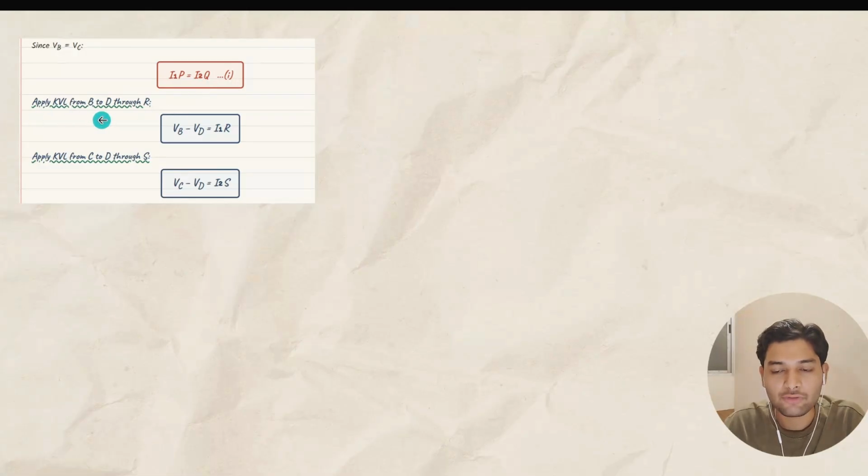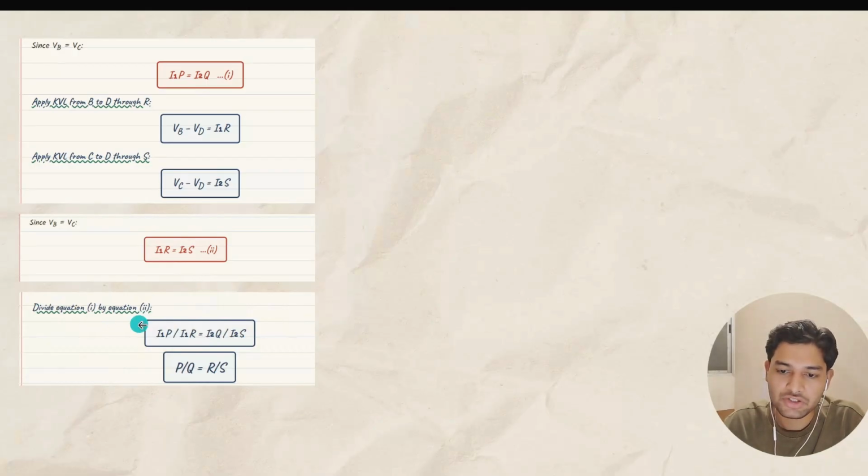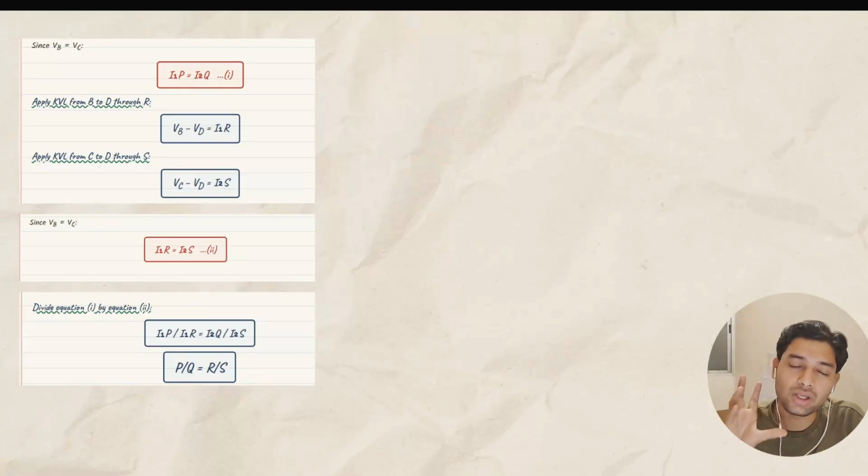Now apply KVL from B to D, the same method on the other wing. So we have VB minus VD equals I1R and VC minus VD equals I2S. Putting in VB equals VC, we get I1R equals I2S. So divide equation 1 by equation 2. We have I1P by I1R equals I2Q by I2S. So we have the pure ratio of the Wheatstone bridge, P by Q equals R by S. This is a very simple ratio that we can derive ourselves just by knowing the logic.